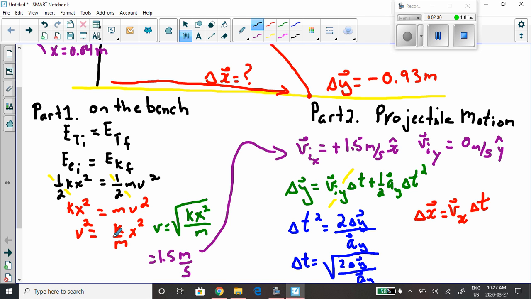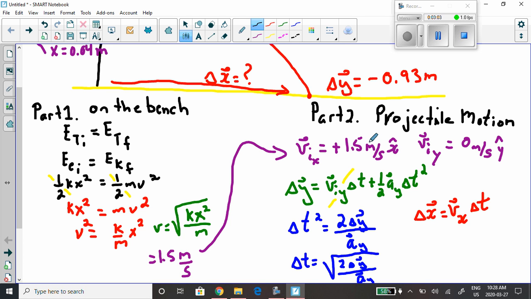I do some algebra, some rearranging, and I get the speed squared as it's just leaving the bench is equal to the spring constant divided by the mass of the object multiplied by how much the spring was compressed squared. I have to find the square root, and I get the speed as it leaves the bench, 1.5 meters per second. Now I'm going to take this 1.5 meters per second, it's a speed, look at the diagram and introduce it into part two of the problem, which is actually a projectile motion question.